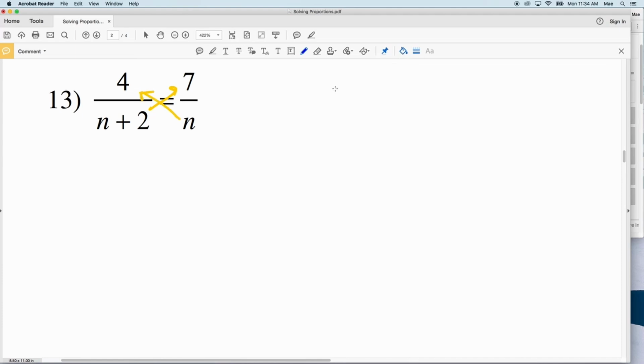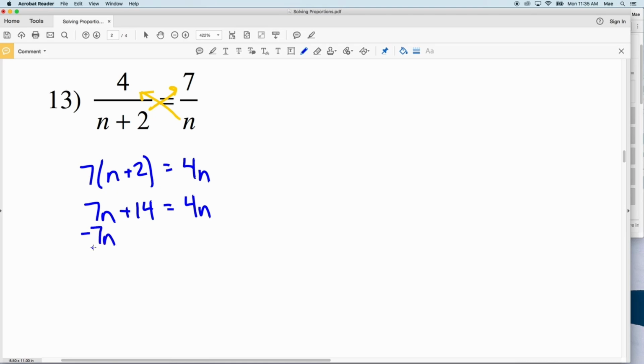Again, we're cross multiplying, taking one denominator and multiplying it to the other numerator, and then taking the other denominator and multiplying it to the other numerator. So we'll have 7 times n plus 2, and that's going to be equal to n times 4, which is 4n. Then we'll distribute the 7. 7 times n is 7n, 7 times 2 is 14. So we'll have 7n plus 14 equal to 4n.